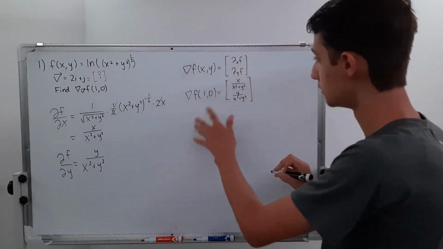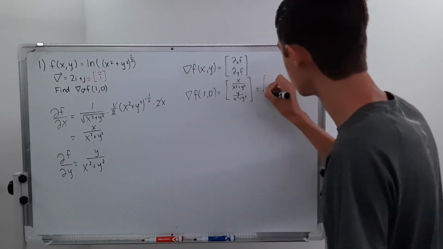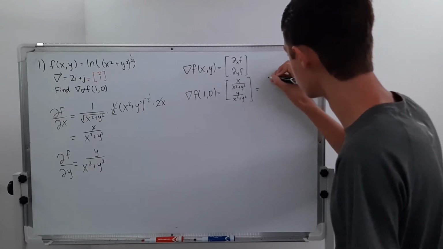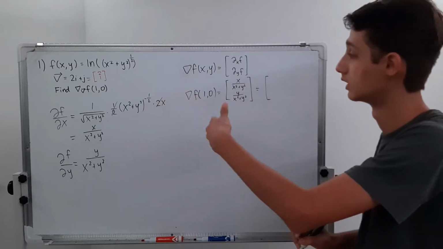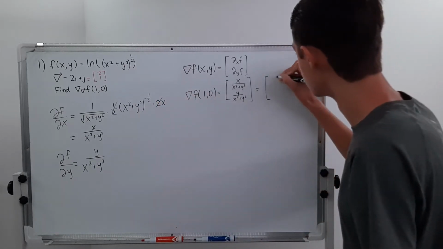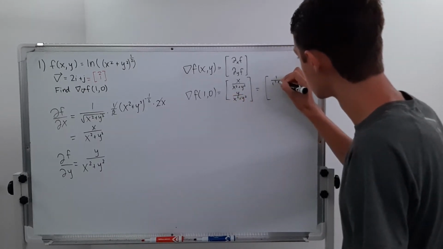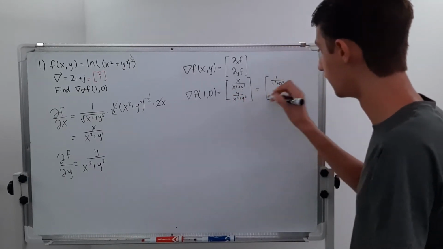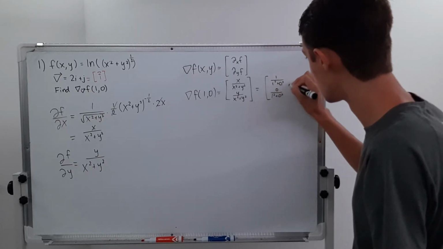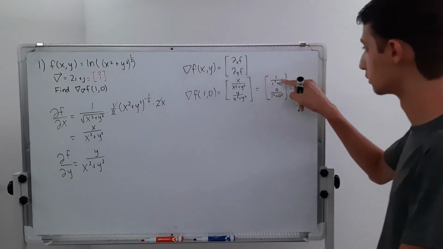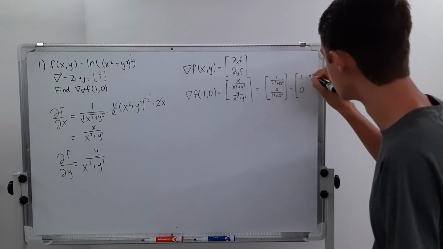Okay, so now we're going to evaluate this at (1, 0). So we're going to plug in 1 for x and 0 for y. So this just becomes 1 over, well, we take 1 squared plus 0 squared, and then we have our y, which is 0 over 1 squared plus 0 squared. So this is just 1 over 1, which is just 1, and then here we have 0.